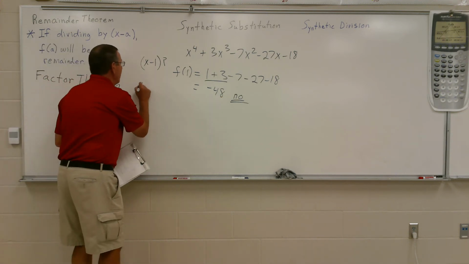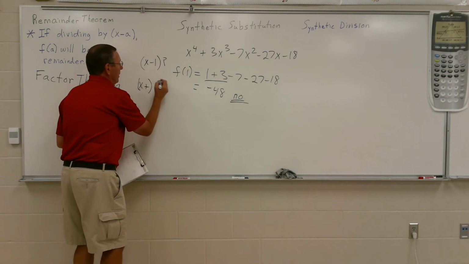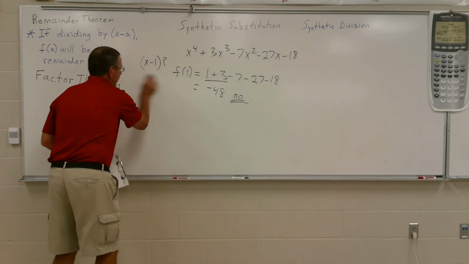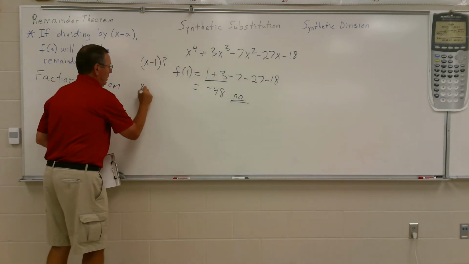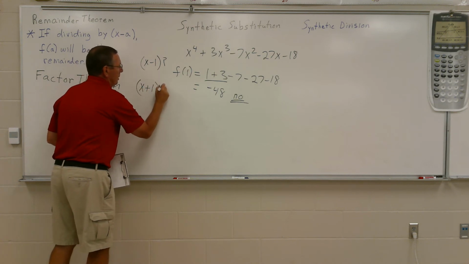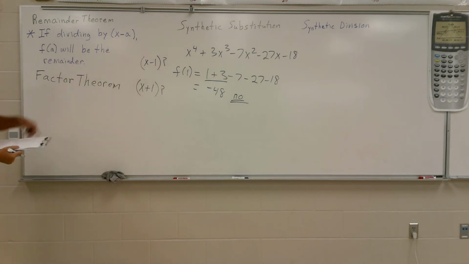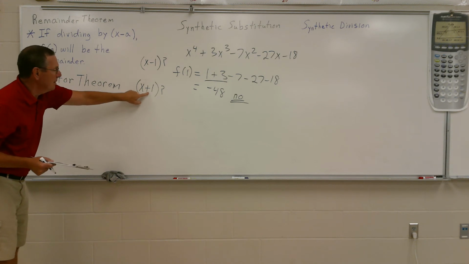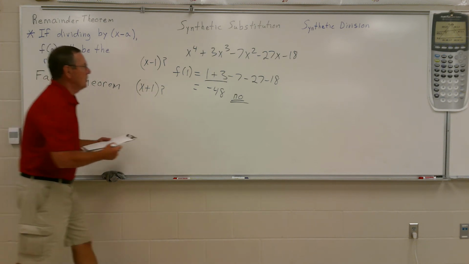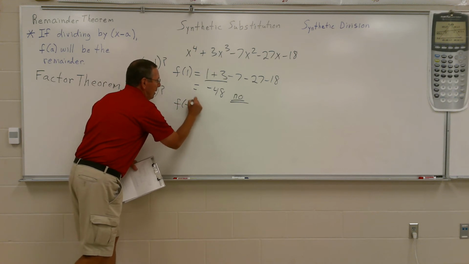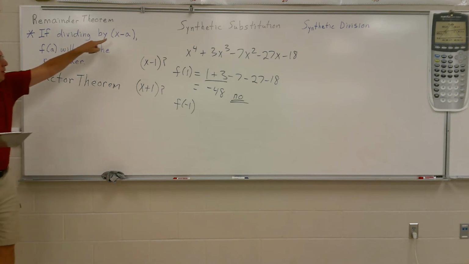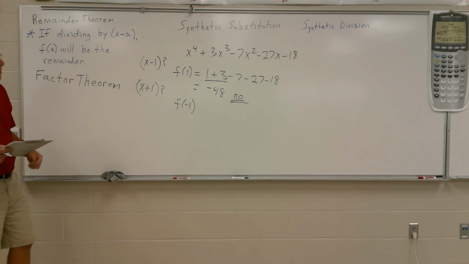Next one. Let's see if x plus 1 is a factor. I want to find out if that's a factor. Again, I use the factor theorem, remainder theorem, same thing. If I'm dividing by x minus a, I'm going to take f of a. This is the same as x minus a negative 1, so this time I will take f of negative 1. We use the opposite sign. Notice that has the opposite sign of what that is when we decide what to put in there.